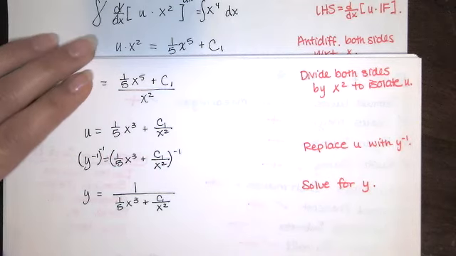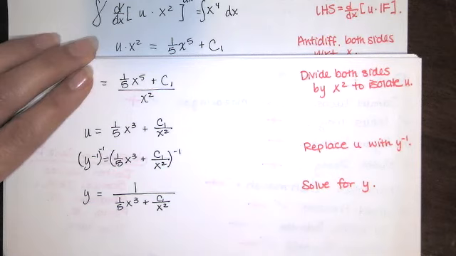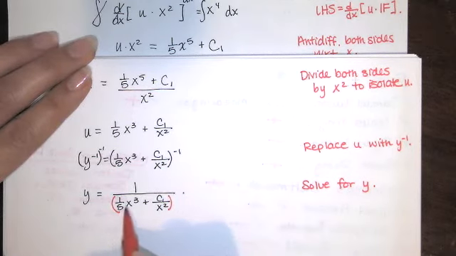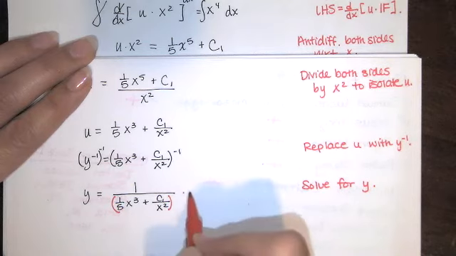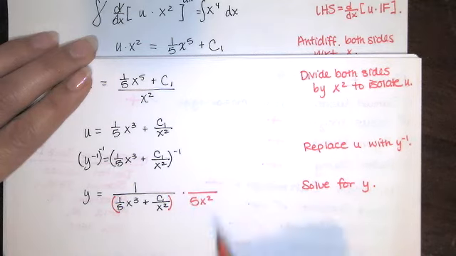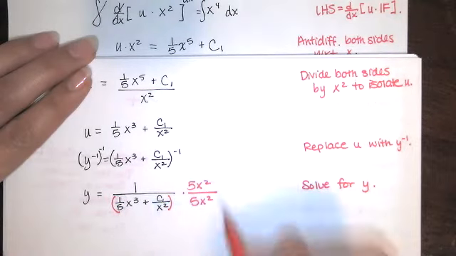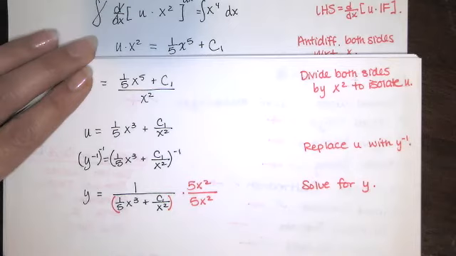Y to the negative 1 to the negative 1 is y to the 1st. So that's our answer. But I don't like complex fractions. I don't like to have fractions within fractions. So I will multiply by the LCD. There's a 5 in that denominator and an x squared in that denominator. I'm going to multiply everything by 5x squared. That's legal as long as I also multiply the numerator of the larger fraction by 5x squared. That way I'm just multiplying the whole expression by 1.